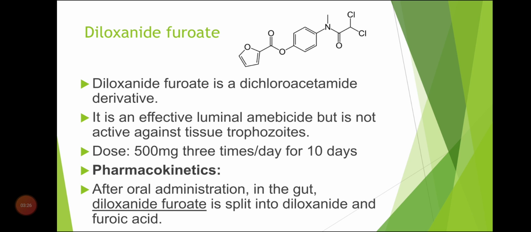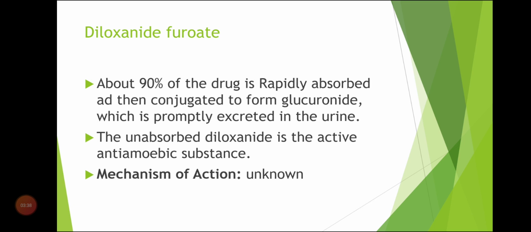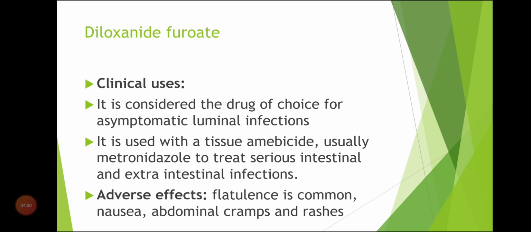The pharmacokinetic parameters of diloxanide furoate. After oral administration, in the gut, diloxanide furoate is split into diloxanide and furoic acid. About 90% of the drug is rapidly absorbed and then conjugated to form glucuronide, which is promptly excreted in the urine. The unabsorbed diloxanide is the active anti-amoebic substance. The mechanism of action of diloxanide furoate is unknown.